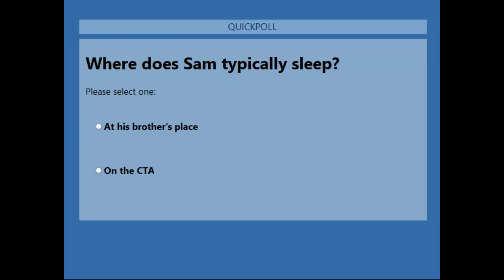Launching the poll now. So again, to read the prompt for you, Sam has been sleeping on the CTA 5 days out of the week for the past 5 months. On the weekend, his brother lets him sleep over. Where does Sam typically sleep? Let's go ahead and vote, folks. He's been sleeping on the CTA 5 days out of the week and only 2 days at his brother's on the weekend. All right, I'm going to close the poll and share the results with you all.